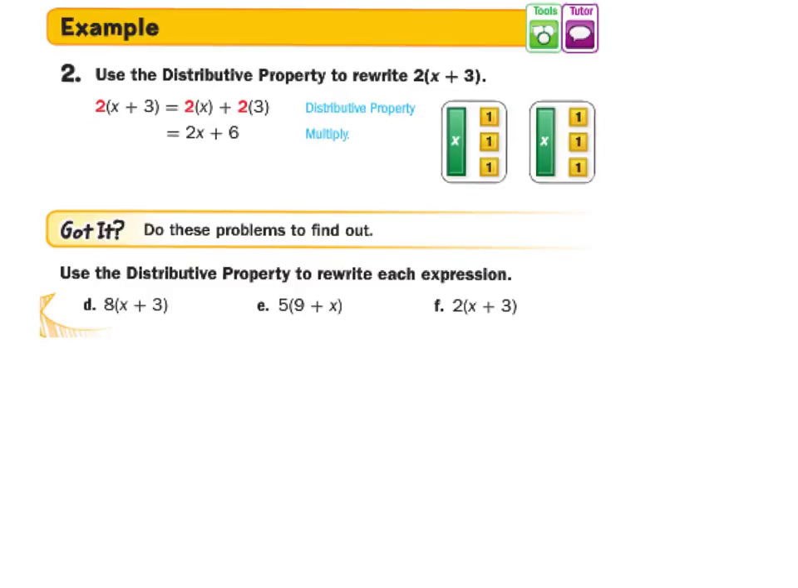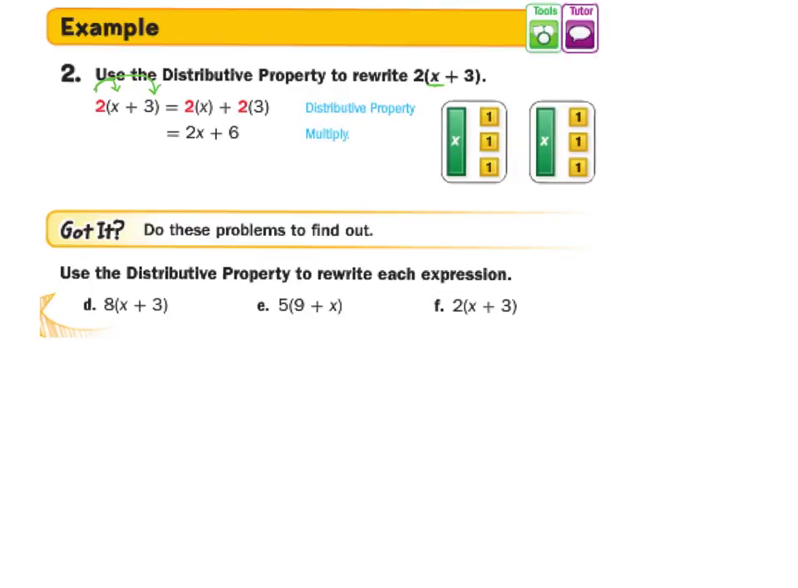Now we're going to use the distributive property with variables. Notice we have a variable in here, the x this time, but we're going to use the same procedure as before. The number outside the parentheses, this 2, is going to get multiplied against the x, and it gets to play with the 3 as well.